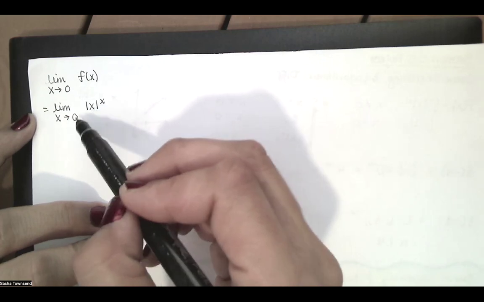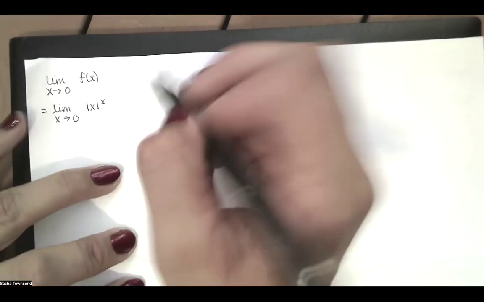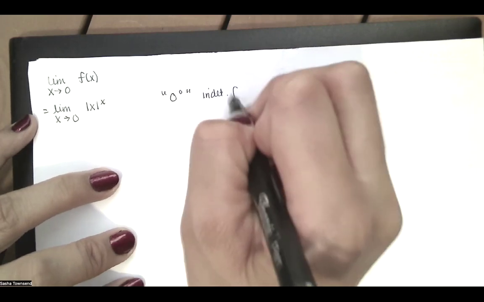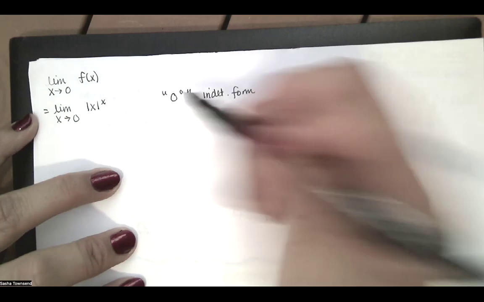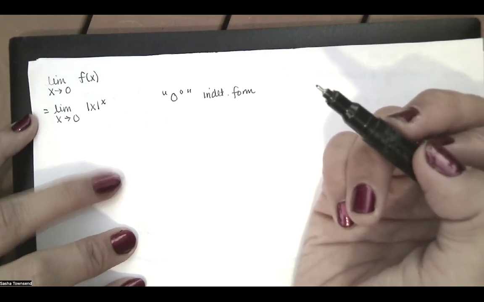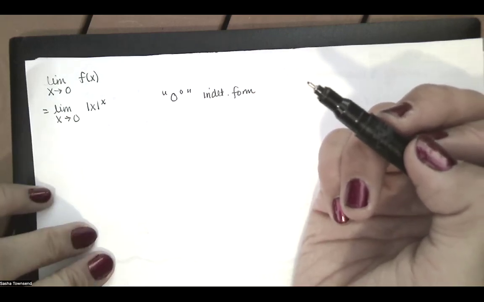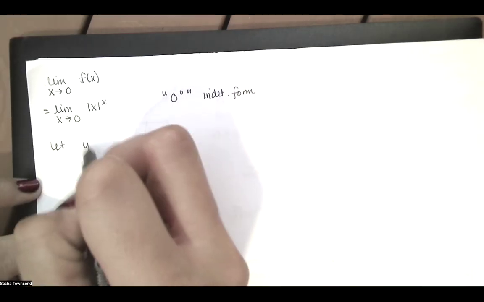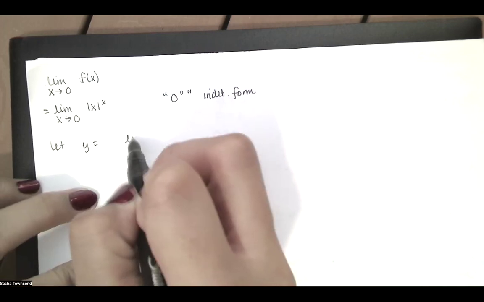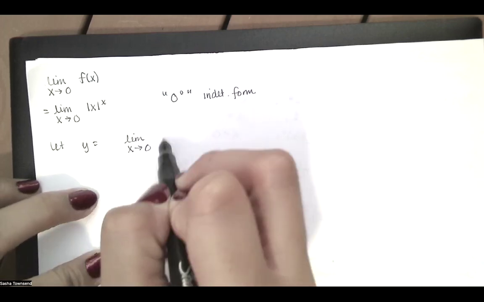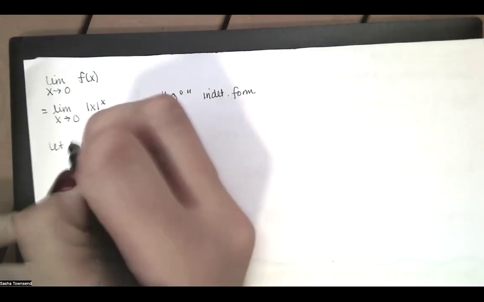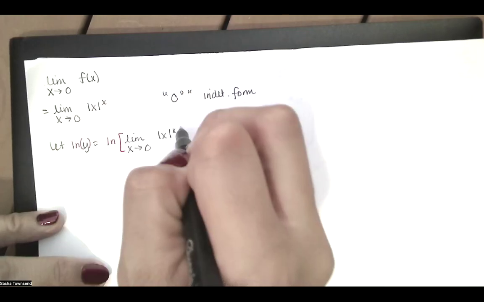And it's not obvious. If we substitute in 0, we have a 0 to the 0 indeterminate form, because we can't be sure if that's 1 or if it's 0 or if the limit does not exist. So one thing that we can do if we've got a 0 to the 0 indeterminate form is we can let y equal the limit that we're interested in, and then we can compute the natural log of both sides. So I have the natural log of y equals the natural log of this limit.